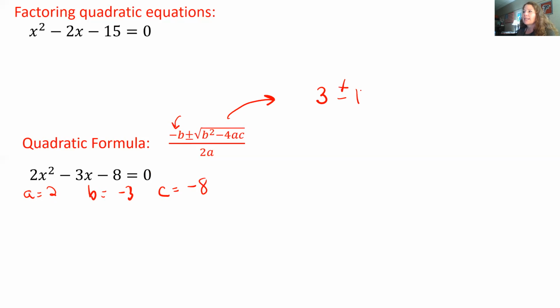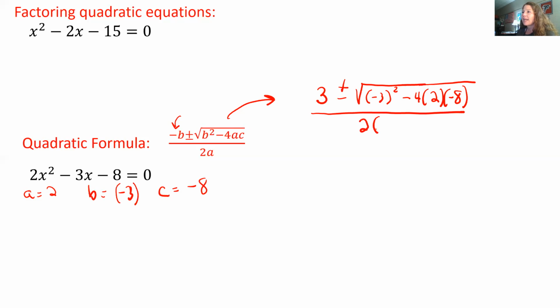Plus and minus the square root of B squared. Make sure you put that in parentheses. If you don't, you're going to get it wrong, because if you type in negative 3 squared without the parentheses, your calculator will tell you the answer is negative 9, and that's not right. So B squared minus 4 times A times C, all that is under the radical, and then the entire expression over 2 times A. All right, that's what we do.